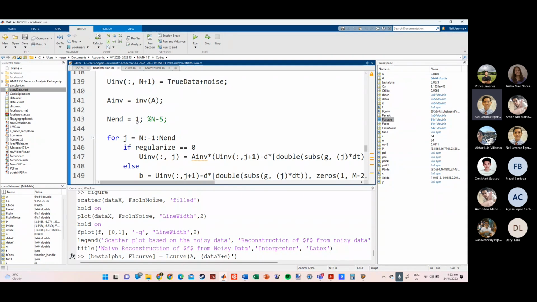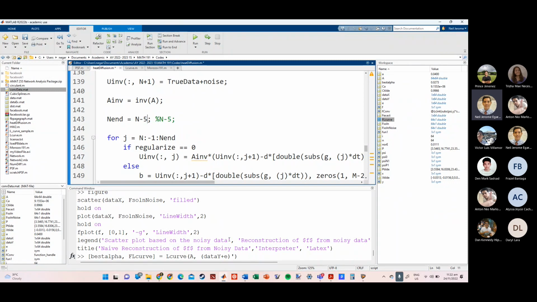If you want the algorithm to run until t equals 0, put 1 here. Ito yung ending value ni capital N. Pero kung gusto mo 5 steps lang yung gagawin, pwede mong palitan si N by N minus 5, kasi alam mo na after 5 steps, magiging unstable na yung solution or useless na yung solution kasi lampas na ng 5% yung error.